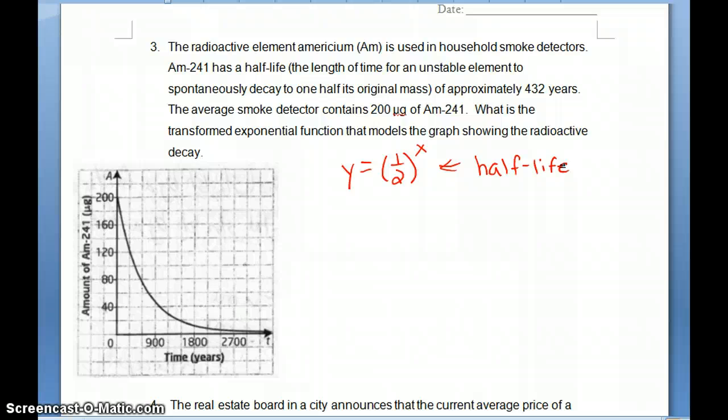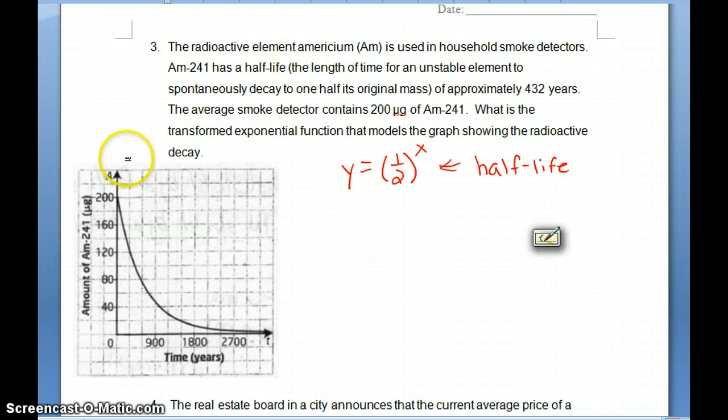So what they want to know is, what is the transformed exponential function that models the graph showing this radioactive decay? And remember, a decay means that it's decreasing. We can even see that from the graph here. We're reading it from left to right, and you can see that those values for y are getting smaller, so we have decay there.